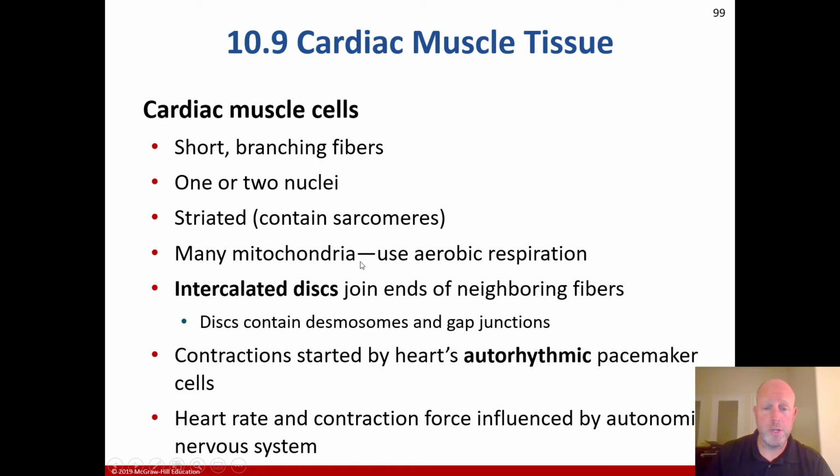They have many mitochondria and use aerobic respiration, and that's dependent upon the oxygen supply. They have intercalated discs, which skeletal muscle fibers do not have, that join the ends of neighboring fibers. These discs contain desmosomes and gap junctions, and information, an action potential, essentially goes across these intercalated discs.